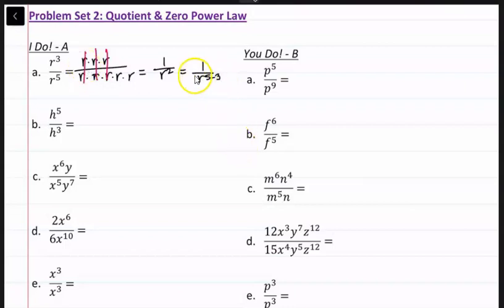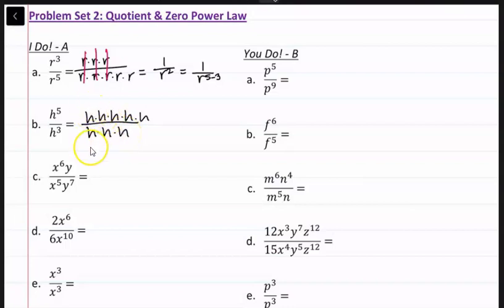And then notice 5 minus 3 is 2. So we can do the shortcut so we don't have to do these each time, but I'll show you again, using example B, why we can use that shortcut. So this time we have h to the 5th power on top, so h multiplied by itself 5 times, h to the 3rd power on bottom, so h multiplied by itself 3 times.